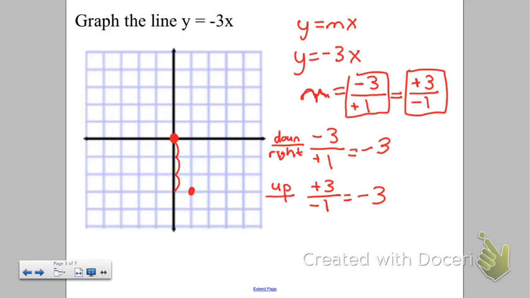Up 3 and 1 to the left. So up 3, 1, 2, 3, and 1 to the left. Now I would connect my 3 points and draw my line all the way through the graph. And be sure to put arrows at the end and label the equation. Y equals negative 3x.